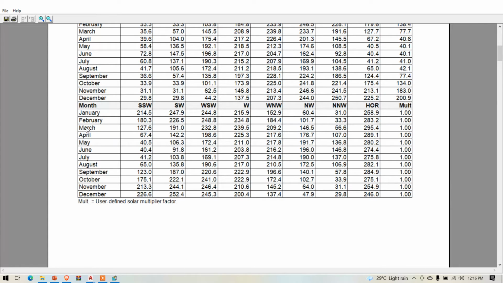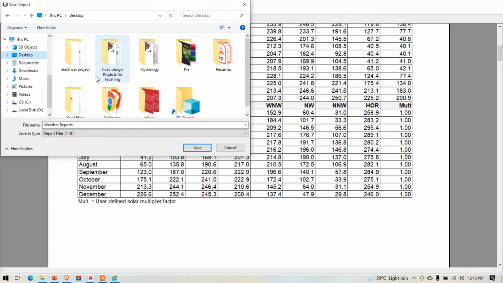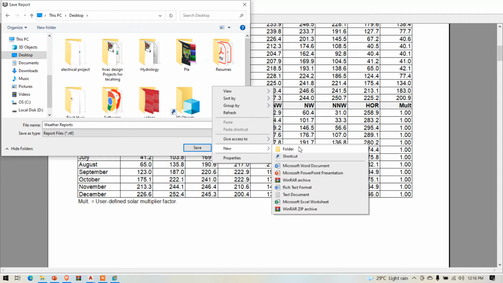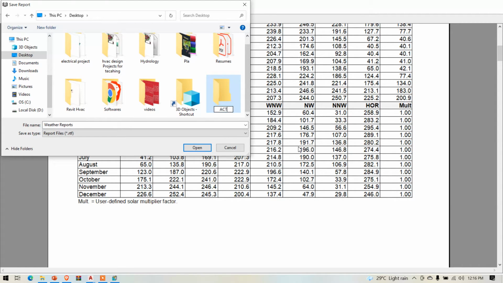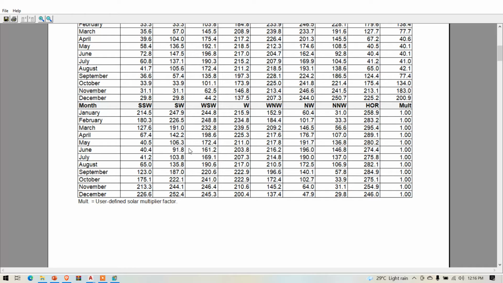Once you create it, if you want to save it, here we have the option called File, and here the option called Save Report As. We can save it wherever we want from here. You can create a profile for this ACTMEP. I am going to create it on the desktop with the name ACTMEP results, ACTMEP project, open, and you can save it over here. So now it's saved.